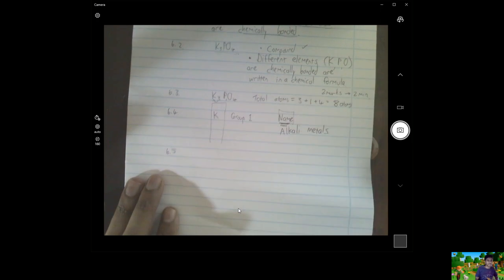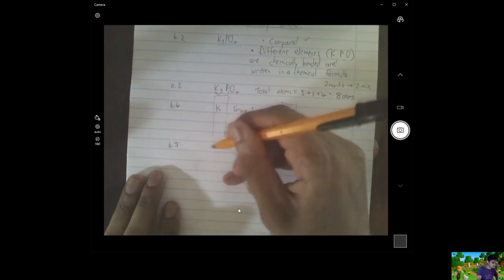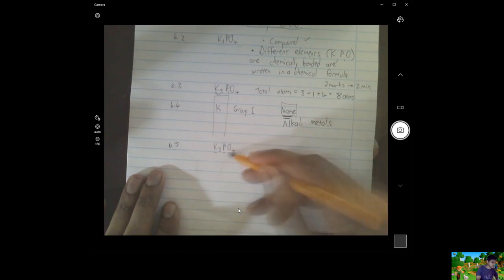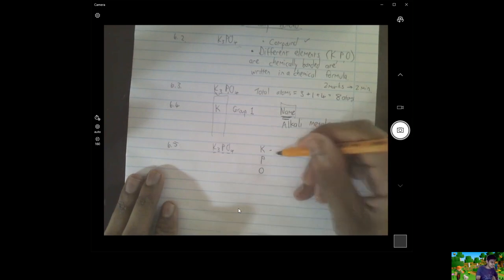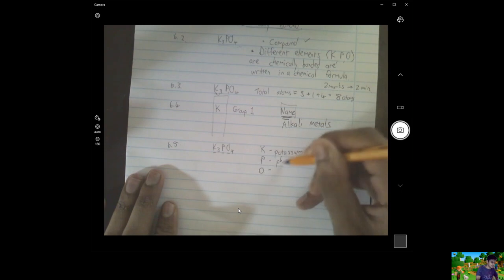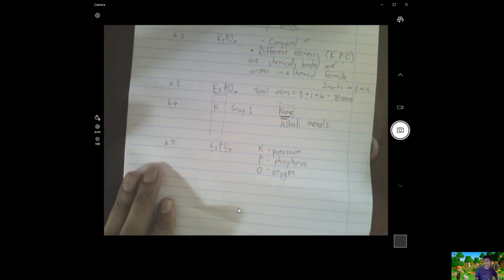As easy as the question might seem, make sure that you read what it's asking. 6.5. Identify each element present in K3PO4 as a metal or non-metal. So the 3 elements here are given by the 3 different symbols. So that is K, P, and O. I'm going to name them. It says identify. And once you identify the symbol, they're already there. It's good practice to name them and identify them as a metal or non-metal.